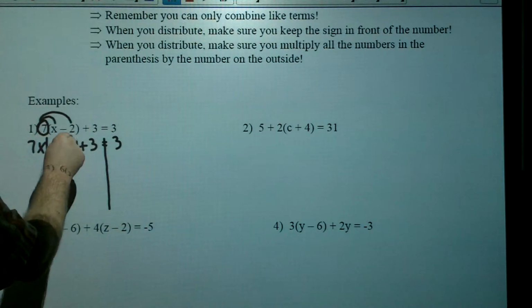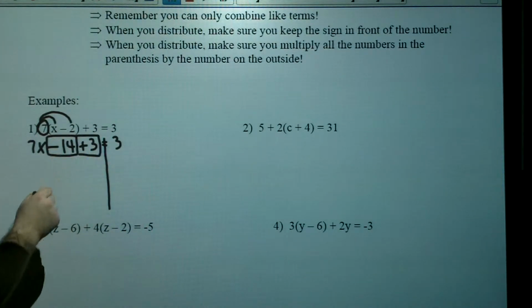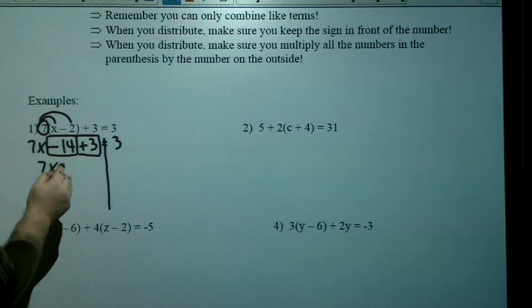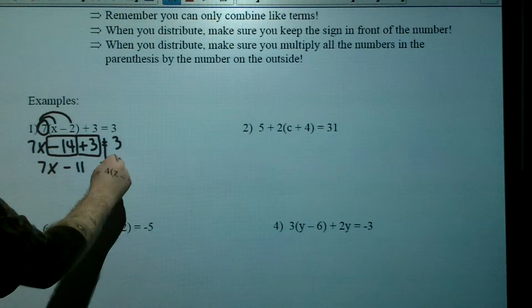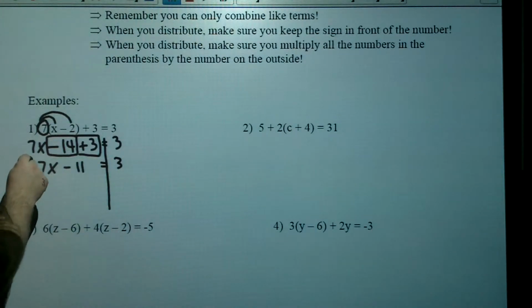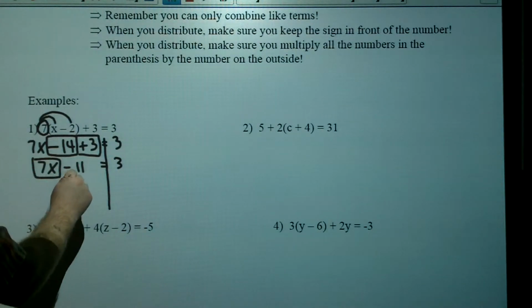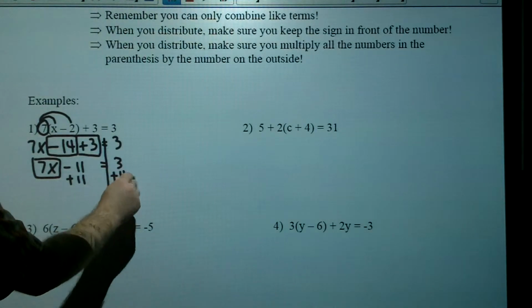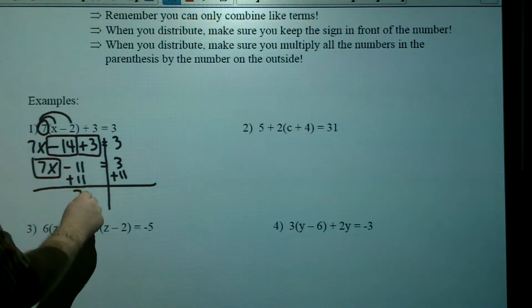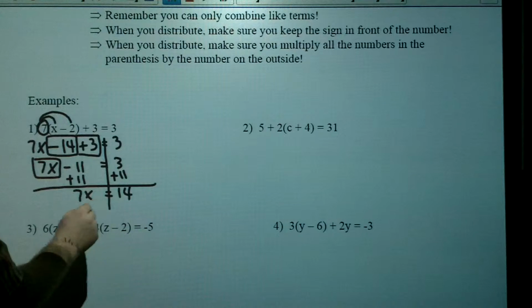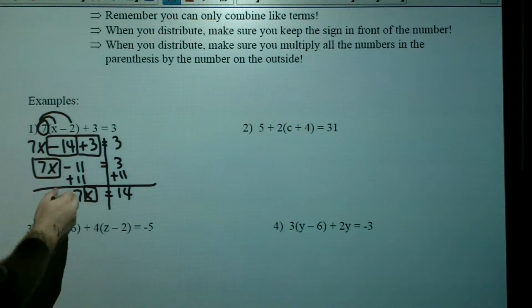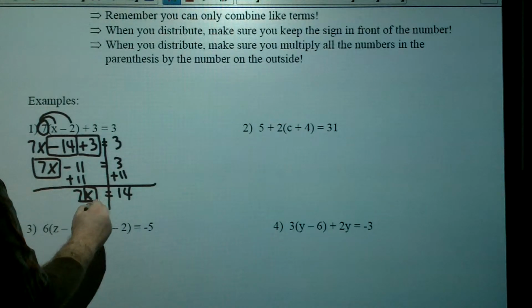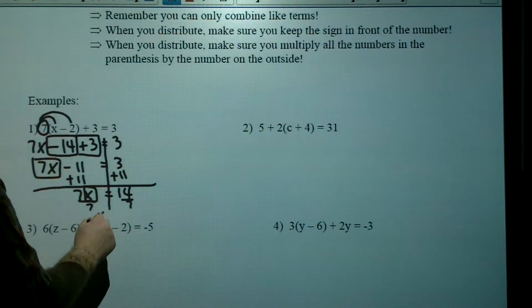So negative 14 and positive 3 are like terms. So 7x, I combine these two together, that's negative 11 equals 3. Now I want 7x by itself, so I add 11 to both sides, always doing the opposite. 7x is 14. Now I want x by itself, so I need to get rid of 7, and the opposite of this is division. So I divide by 7, x equals 2.